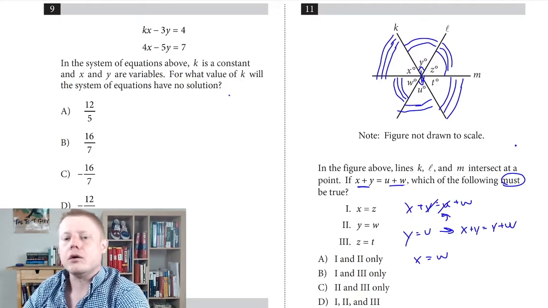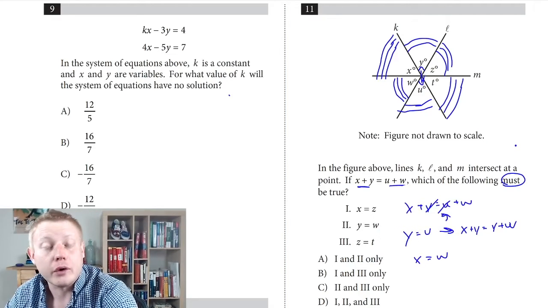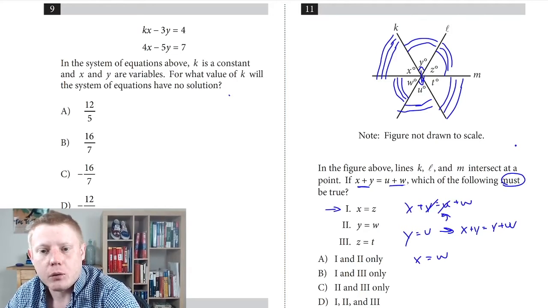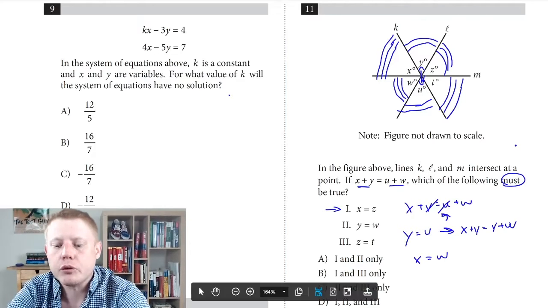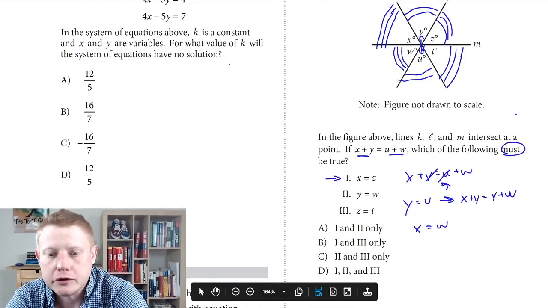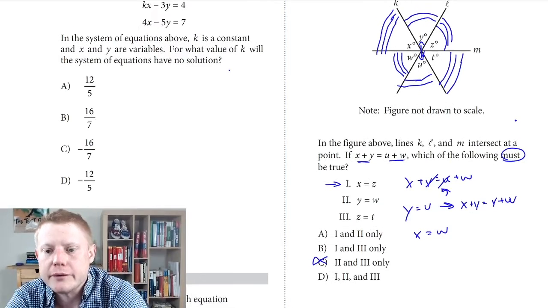And if w is a 3, that means z is a 3. So now I know that I have four angles that are 3s, and then y and u are still 2s. So x is equal to z. Yeah, that works. They're both 3s, right? So I'm going to get rid of any answer choice that does not include number 1 as an answer. So that gets rid of letter C.